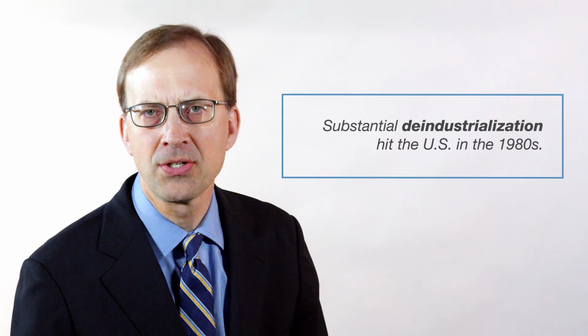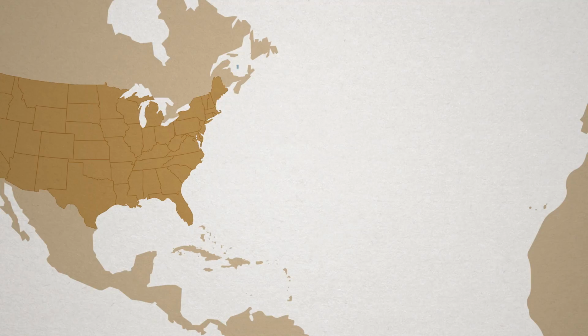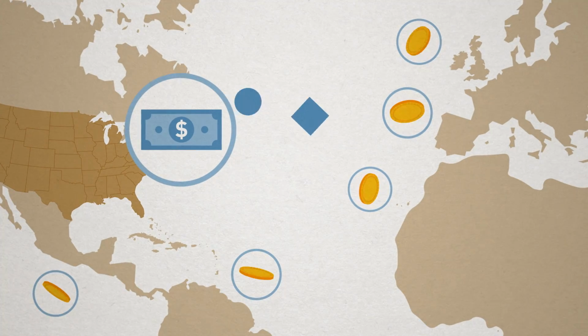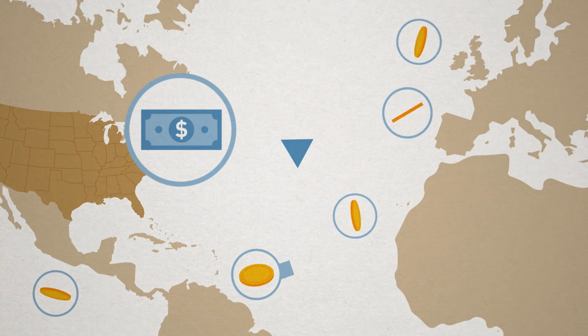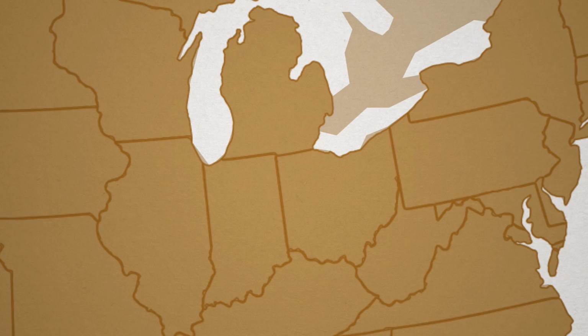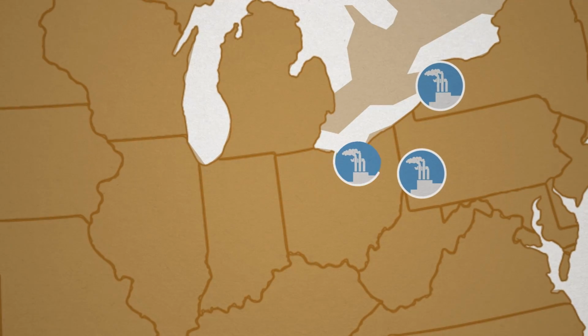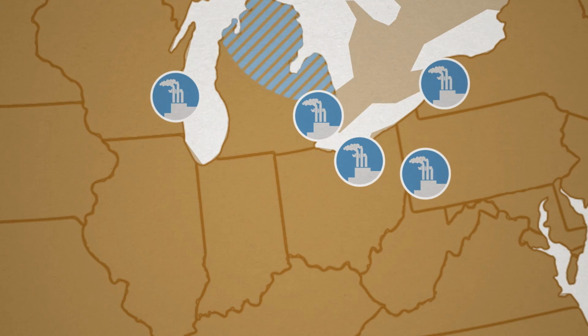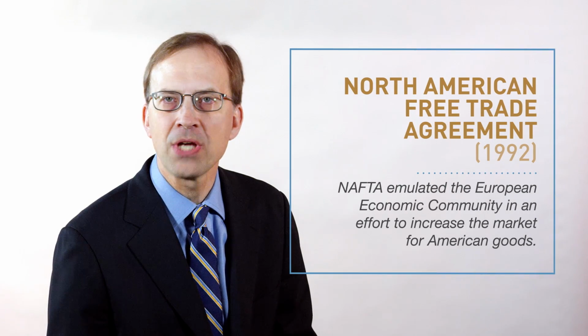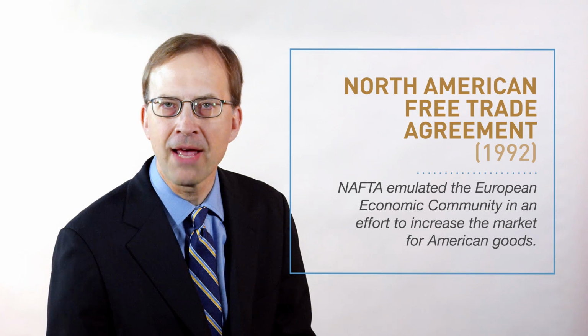Substantial deindustrialization hit the United States in the 1980s as inflation fell off and the dollar appreciated against world currencies to all-time high levels, making American goods more expensive for foreigners to buy and therefore uncompetitive. Regions where steel and other heavy industrial production used to dominate the economy, from Pittsburgh and Buffalo in the mid-Atlantic to Cleveland, Detroit, and Milwaukee in the Midwest, now became known as the Rust Belt, as factories went overseas in search of cheaper labor.